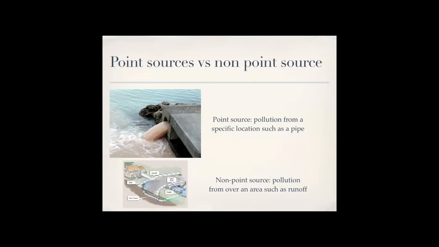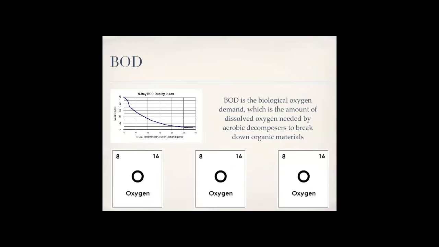So you want to make sure that you understand that a non-point source is really dispersed. Like, you don't know where it's coming from, but a point source, you can say, hey, look, that smokestack right there, it's coming out in the air. I can see it. That's a point source, like a pipe leaking toxic fluids. That's a point source. So BOD is the biological oxygen demand, which is the amount of dissolved oxygen needed by aerobic decomposers to break down materials. So that's basically how much oxygen that aerobic decomposers need to break down the organic materials.